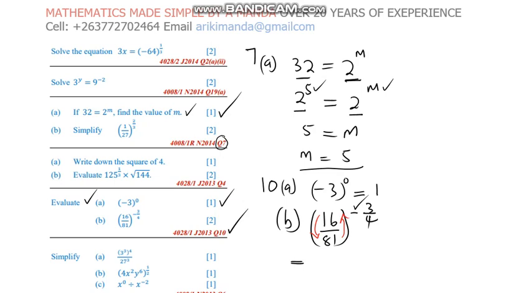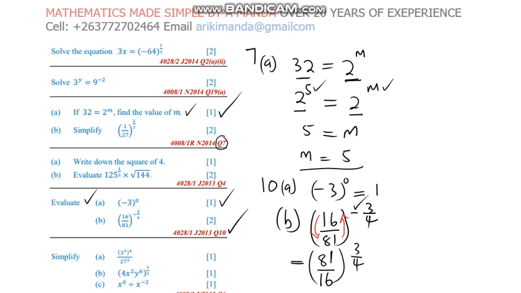So what was a numerator becomes a denominator, and what was a denominator becomes a numerator. So we end up having 81 over 16. Then the negative is now removed, with 3 over 4. This is how we remove the negative. If you remove the negative, you simply invert your fractions by interchanging the denominator and the numerator.